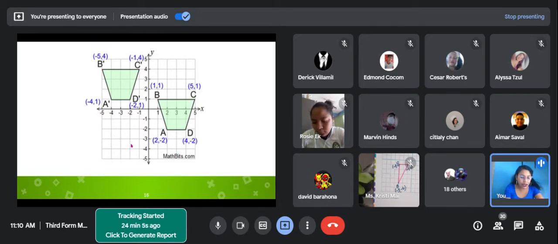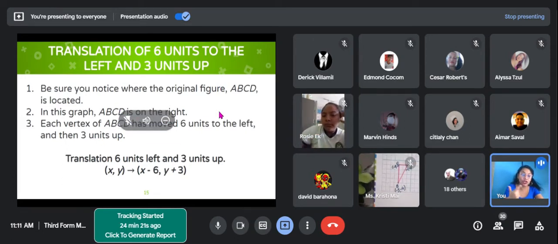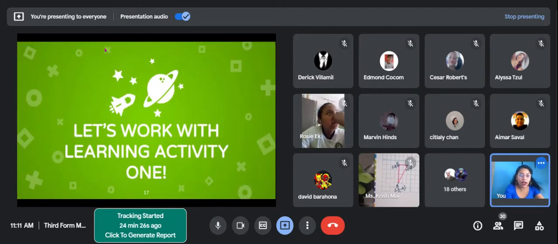And we have to understand, if you take a look at what is happening here at the bottom, a subtraction is happening and an addition is happening to the X and to the Y points. But we need to understand, when am I going to be subtracting and when am I going to be adding to get these new points, all right? So let's look at the first learning activity.